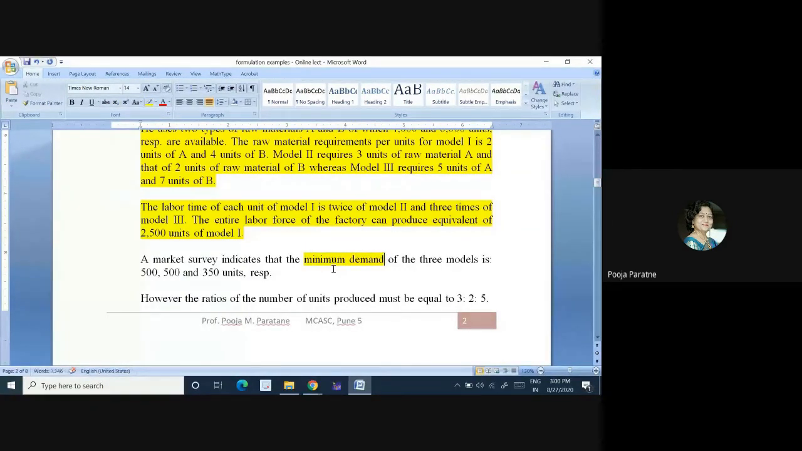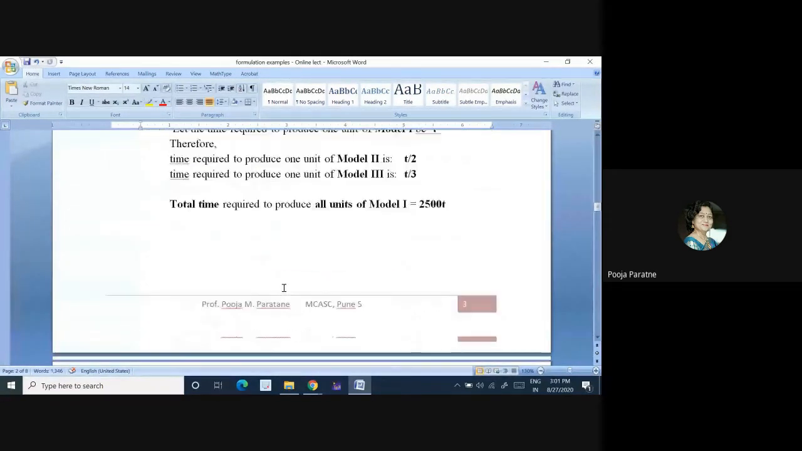This is the minimum number of units to be there in the market, so the maximum can be any number. In the examples we saw in the first lecture, the demand was exact or a maximum demand was given, but here they have given minimum demand, that is at least 500 units should be there in the market. Maximum any number can be there. So for model 1, model 2 and model 3, this is the minimum number of units to be there in the market. Let us write down that demand constraint.